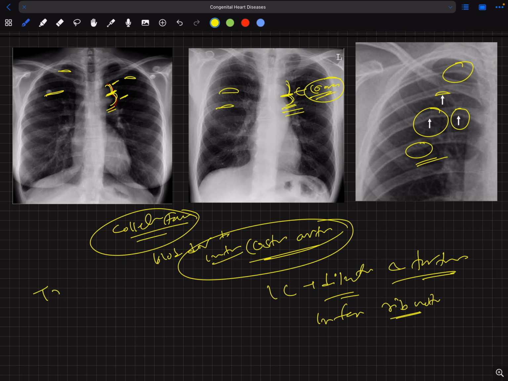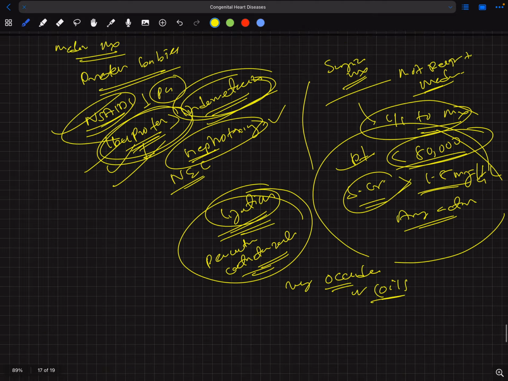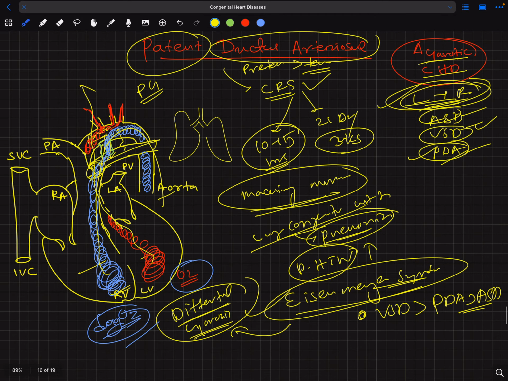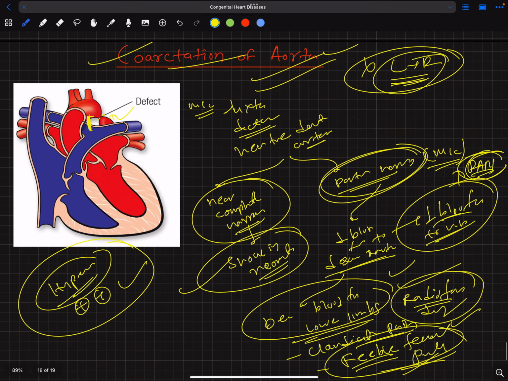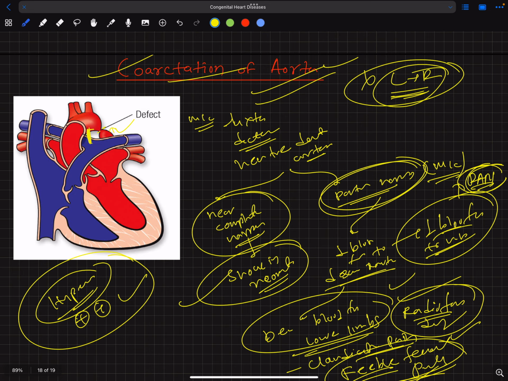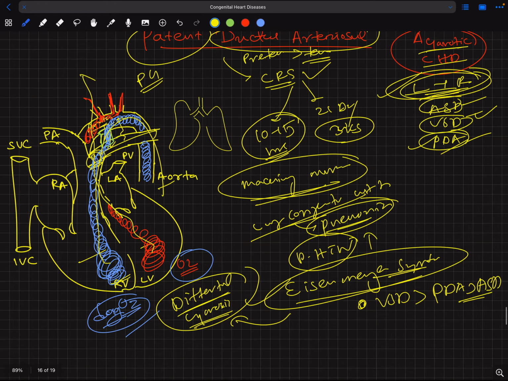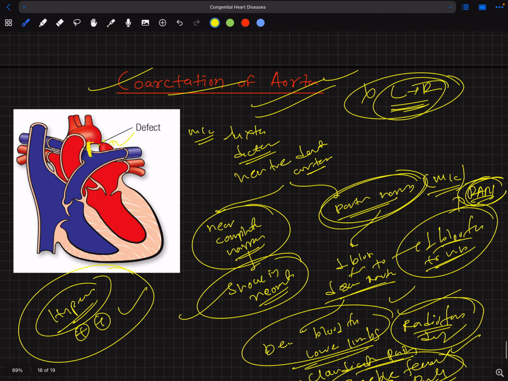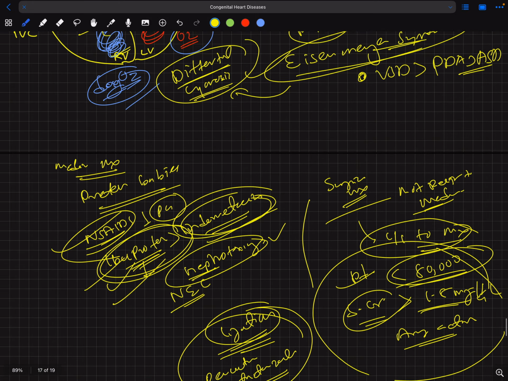So what is the treatment here? Treatment is balloon dilatation of the coarctation, plus or minus stenting. So this is all about coarctation of aorta. We have discussed 2 diseases today: patent ductus arteriosus and coarctation of aorta. Both are acyanotic congenital heart diseases. In patent ductus arteriosus there is a left to right shunt, but in coarctation of aorta there is no shunt, only obstruction or coarctation.